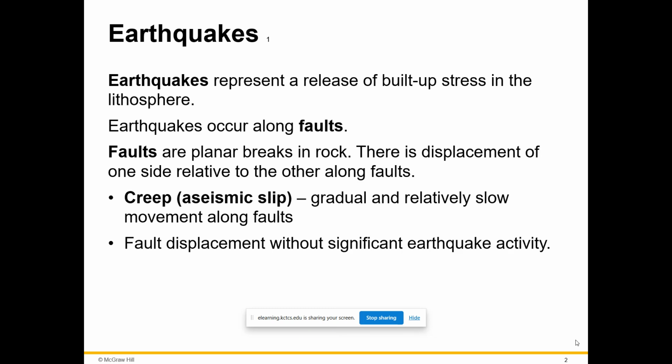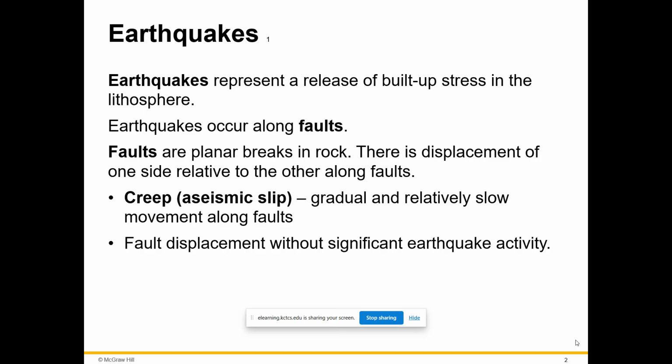Earthquakes occur along faults. A fault is a break in rock where there has been displacement or movement from one side of that break to the other side. If there hasn't been any displacement or movement, it is just called a joint. It is not called a fault until it actually moves.